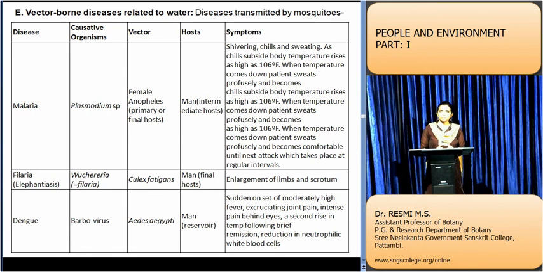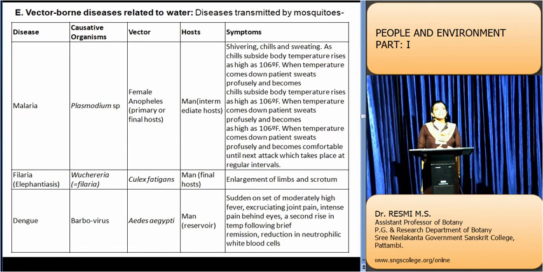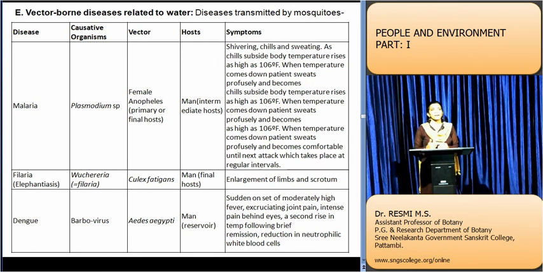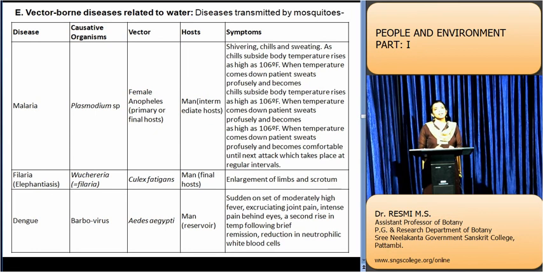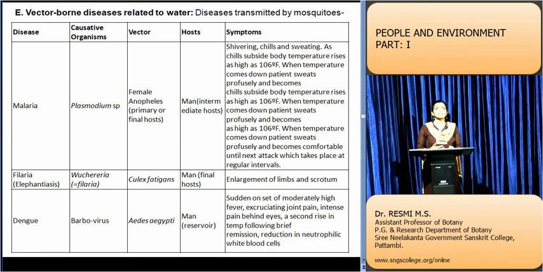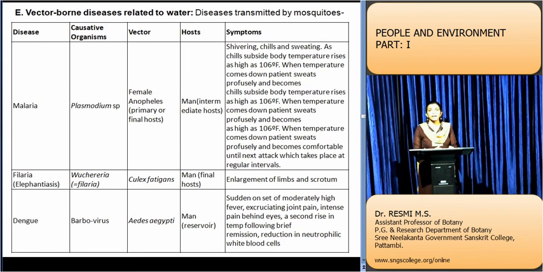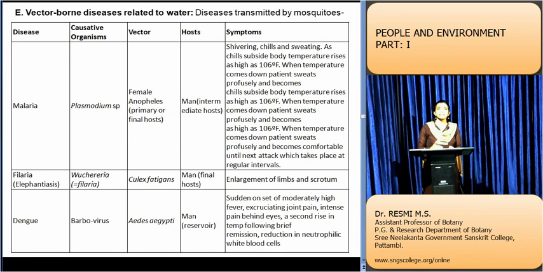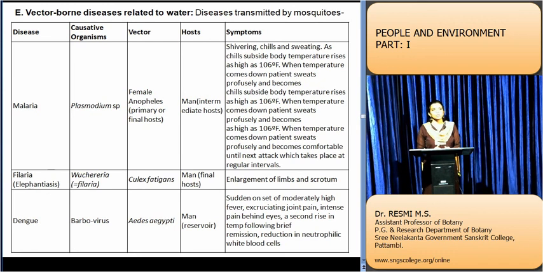You have to know the causative organism. Malaria is caused by a Plasmodium species, and you know the vector, it is the female Anopheles mosquito, and man is the intermediate host. Again, symptoms are heavy fever, shivering, chills, and the temperature may rise as high as 106 degrees Fahrenheit. And then filaria, which is elephantiasis, is caused by Wuchereria bancrofti, and the vector is Culex fatigans, and the host is again man. Symptom is enlargement of limbs and scrotum.